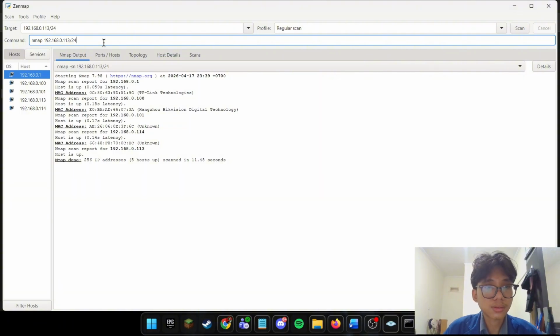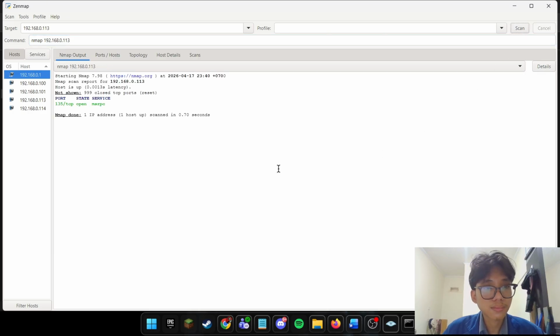I'm going to delete this notation. Then, in this stage, I scanned my own device to identify open ports and running services. The result shows that most ports are closed, which is a good sign from a security perspective. However, there are some open ports, such as port 135. Port 135 is related to Microsoft RPC, which is commonly used in Windows systems.